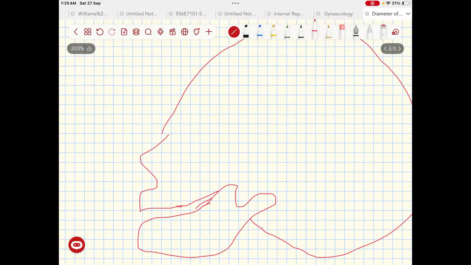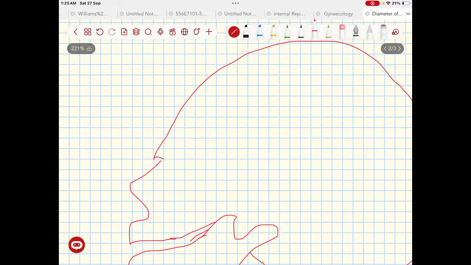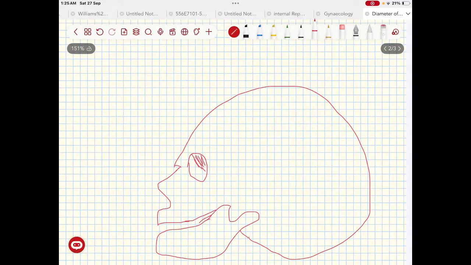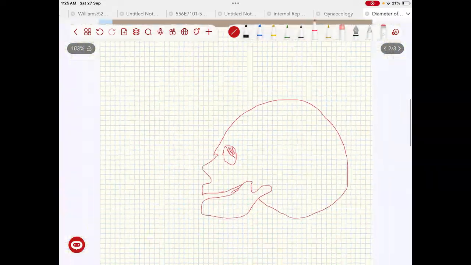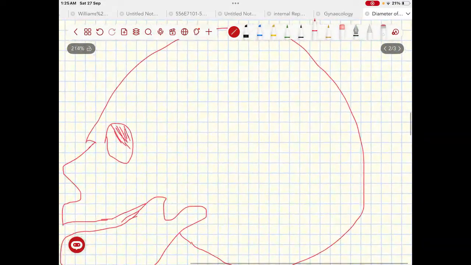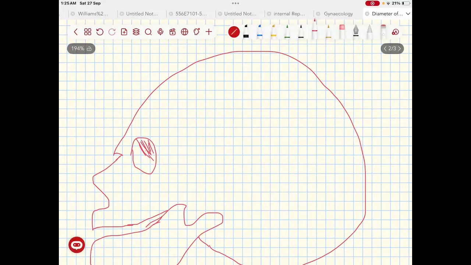Next we have to draw an eye. Here is the hole of the eye. Okay, this looks a little bloody. That is the eye. And here one more thing is there. It looks funny. You just write Bregma there.